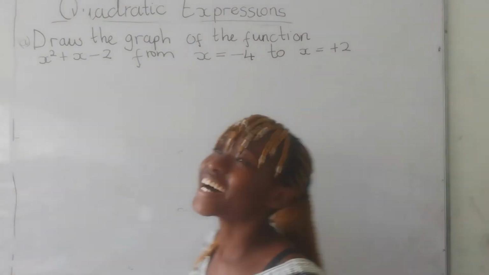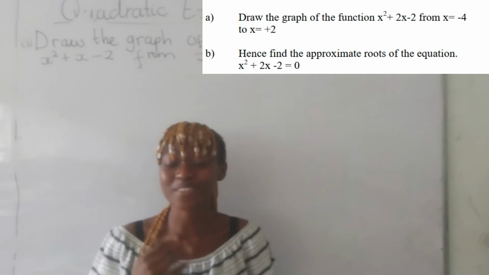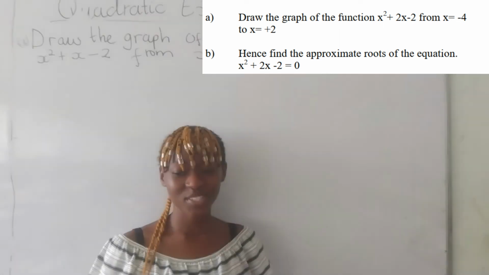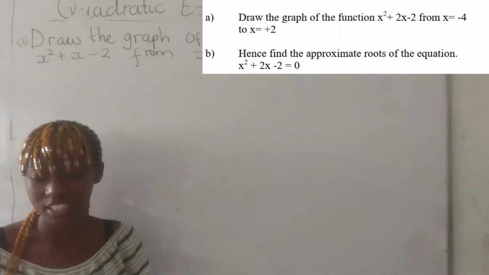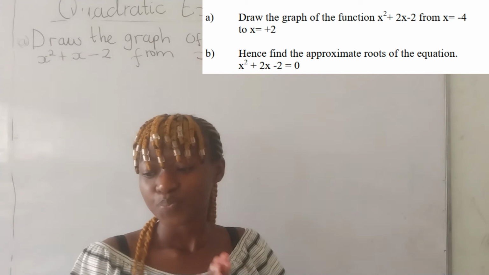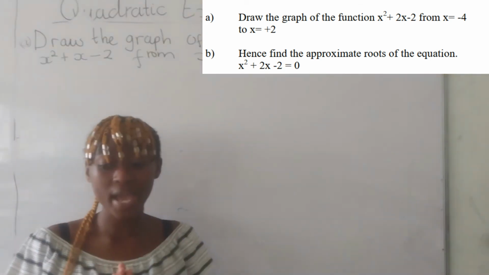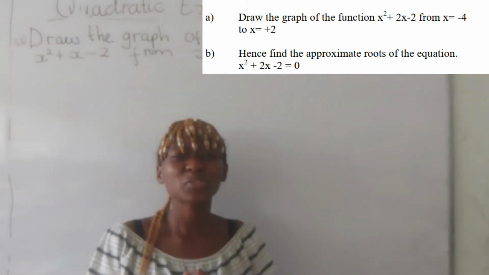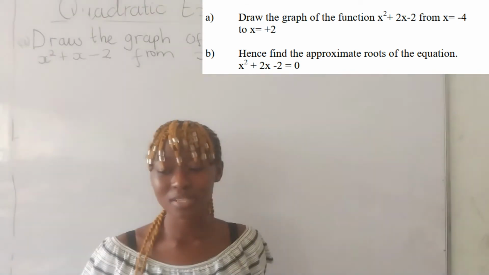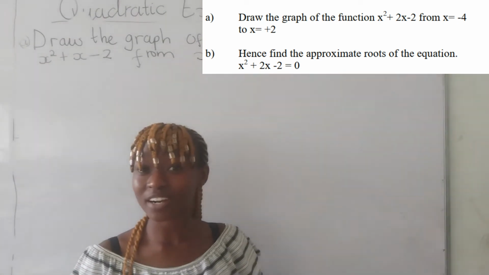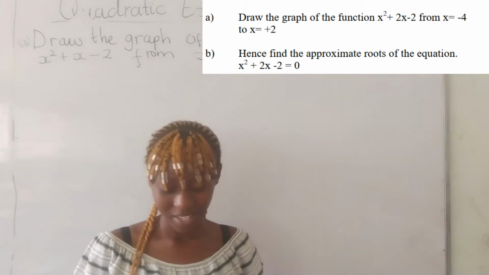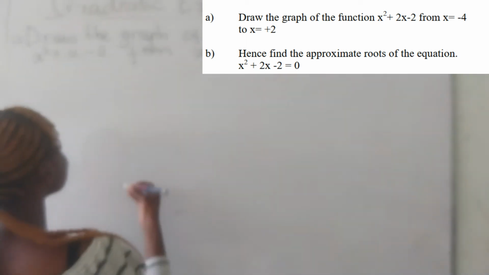Ooh la la. Okay, so we've just reached one of my very interesting sums on quadratic equations. For this one it reads, draw the graph of the function x squared plus 2x minus 2 from x equals minus 4 to x equals plus 3. Guys, I'm going to teach you the very simplest way to deal with this sum. And whenever you see we are required to draw a graph of this sort, you just hurry, you don't take time. Okay, so what's going to happen is that solution.